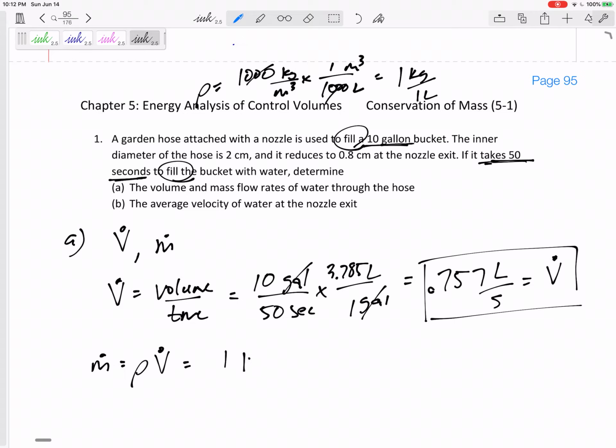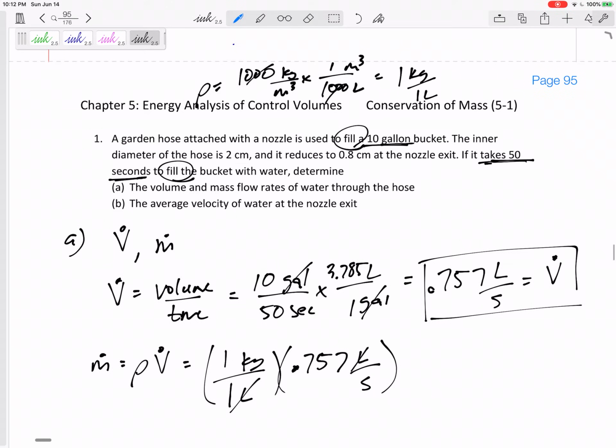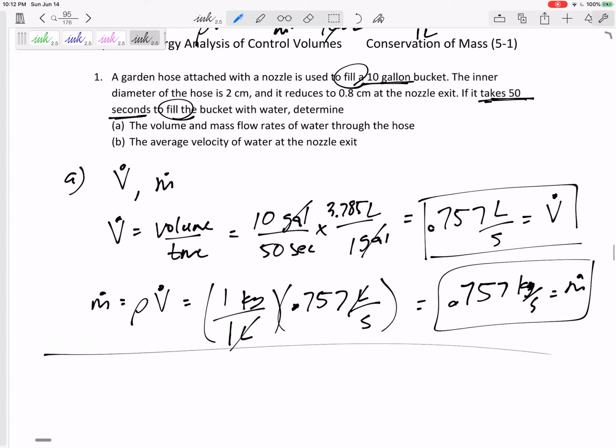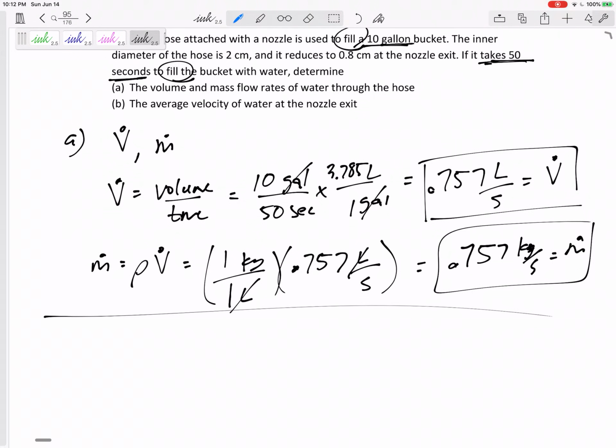So this one is actually interesting. Taking the density times volumetric flow rate, 0.757 liters per second, gives 0.757 kilograms per second. Now, volumetric flow rate will not be equal to mass flow rate every time, but it will be if you're looking at liters per second and you're looking at water, kilograms per second. All right, so anyway, there's the M dot, there's the V dot. All right. Part B, how about the average velocity of the water at the nozzle exit?